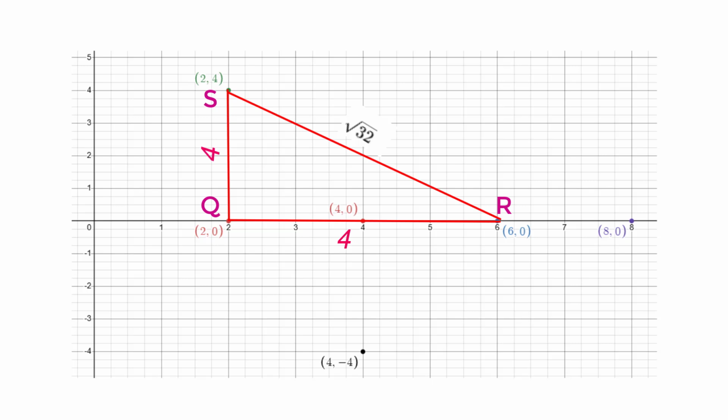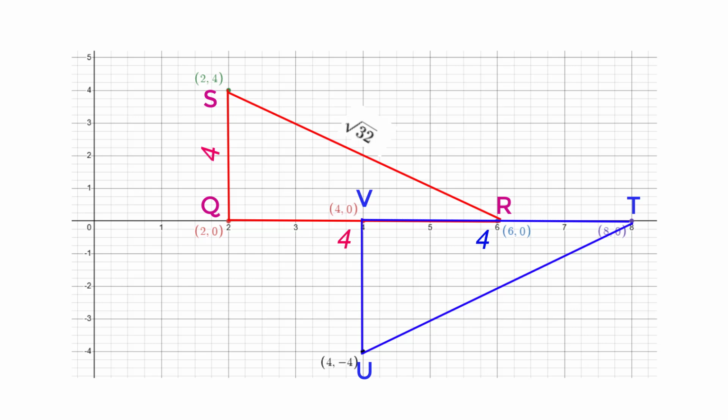Step 2. Look at the second triangle. Now let's look at the second triangle. Triangle TUV has coordinates T (8, 0), U (4, -4), V (4, 0). Let's start with V and T. These points lie on the x-axis again. From 4 to 8 is 4 units, so VT equals 4.